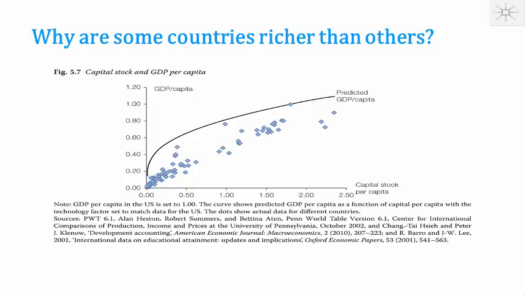So here we have the capital stock per capita on the horizontal axis and GDP per capita on the vertical axis, and we have fitted a production function to the US data. So the dot on the line is the US. And then you see that, yes, there is a positive correlation between capital stock per capita and GDP per capita. So we can explain some of the income differences by differences in capital stocks. But you also see that most countries are below the line, which means that there are differences in GDP per capita which are not explained by differences in capital stocks.